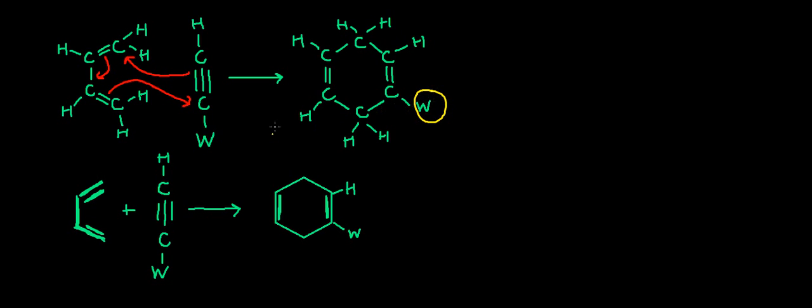Here's the electron withdrawing group. Here's a double bond from last time. The only difference is this time, since only one of these double bonds is used up, there's still going to be a double bond here. To look at the line diagram, here it is.